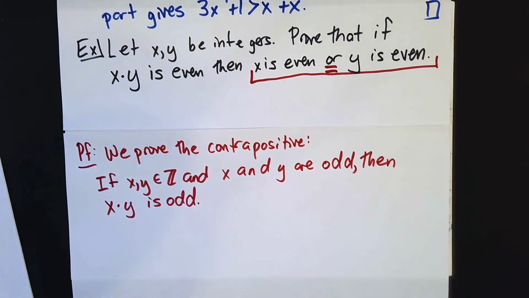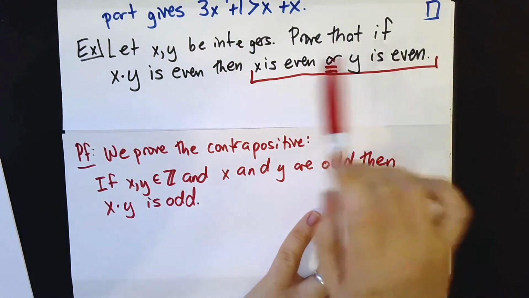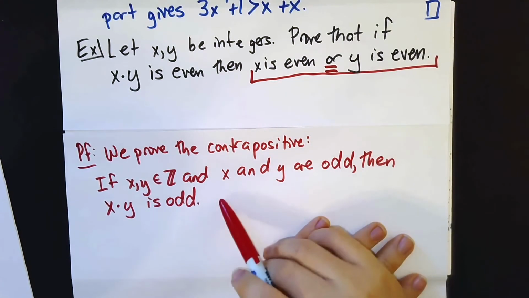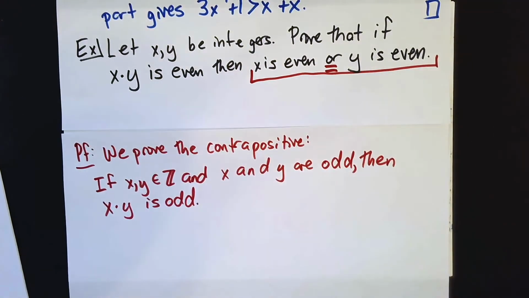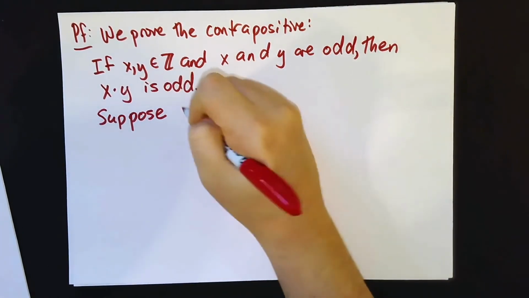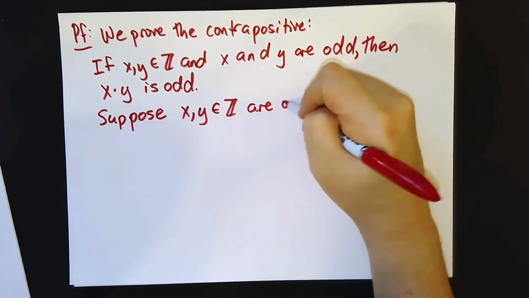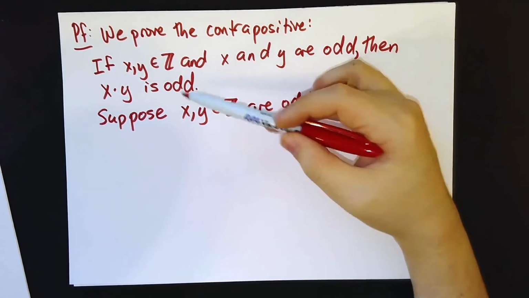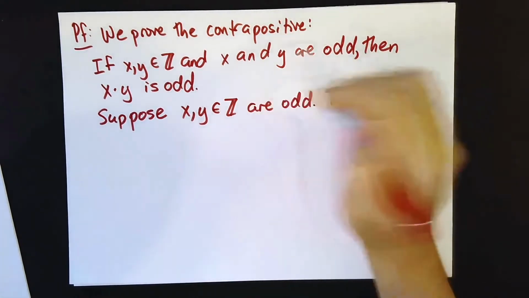In this instance, that is going to turn x is even or y is even into x and y are both odd, or x is odd and y is odd, if you prefer to write it that way. And it's going to turn x times y is even into x times y is odd. So we then can go ahead and suppose x and y are in Z, and both of them are odd. Then that guarantees me, by definition of odd, that both of these things can be written in the form 2k plus 1. But remember, I need to use different letters.